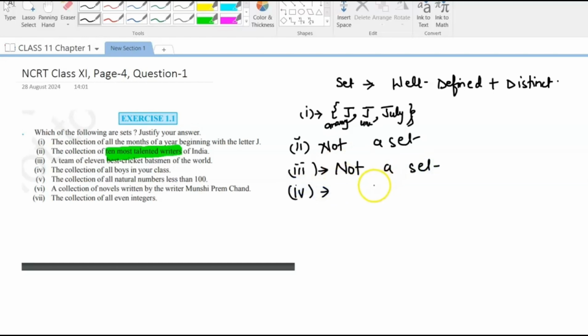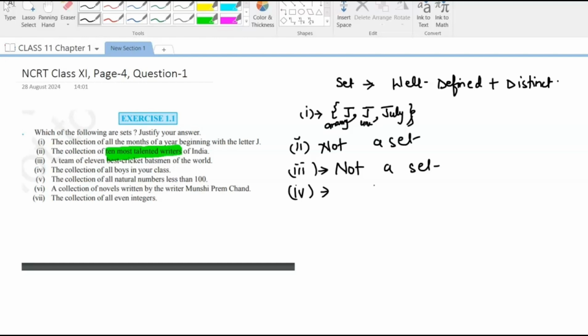Now let's see the next part. We'll do it very quickly because we have already explained in detail what is a set, what does well defined mean, what does distinct mean, and how to identify if a characteristic or a property is well defined or not. We have already discussed this in our previous sets videos. So please go and watch that, and it will be very clear. Okay, so let's see the next question.